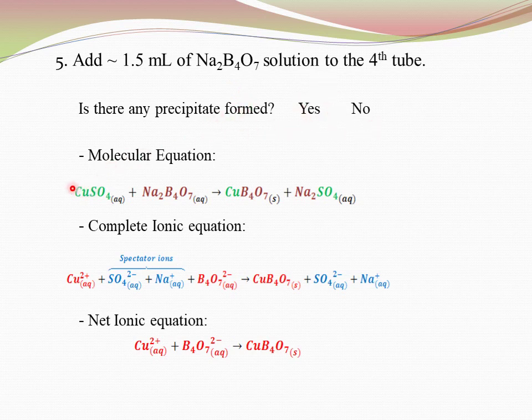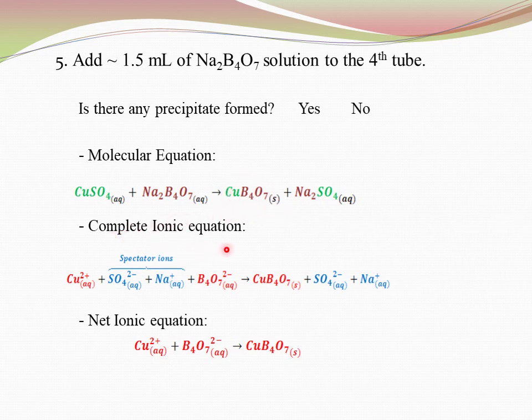Molecular equation: copper sulfate plus sodium borate, aqueous, produce a replacement: copper with borate and sodium with sulfate. Produce copper borate here and sodium sulfate, aqueous. So this is the precipitate. This is the precipitate, solid.